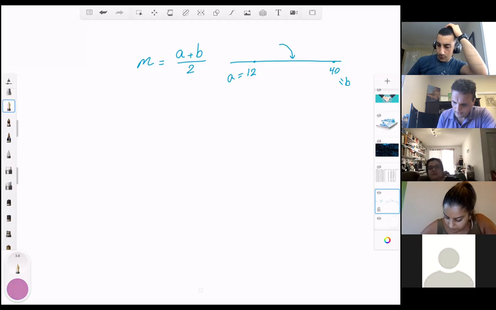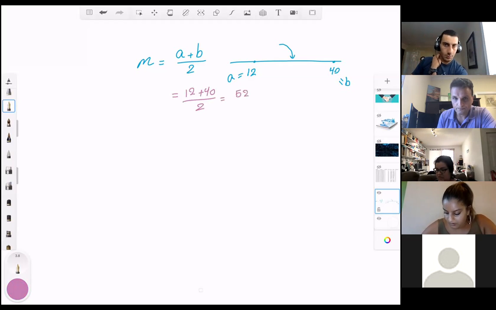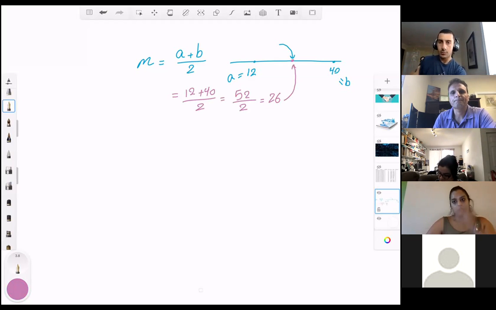Let's try. So I'm going to use the formula, which is 12 plus 40 divided by 2. This gives me 52. 52 divided by 2, use a calculator, you should get 26. So this point will be 26.